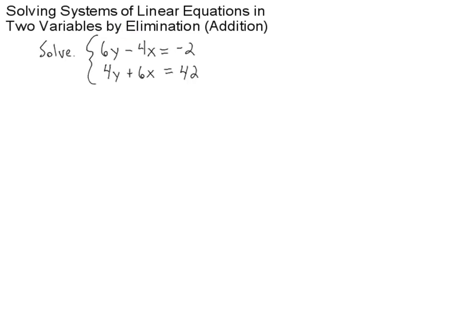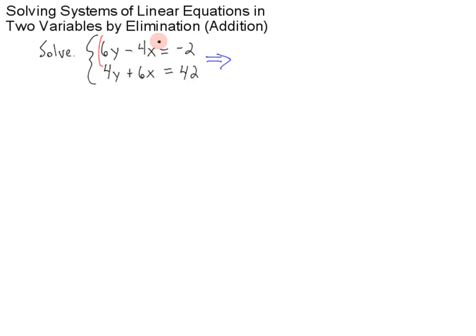Here's another system. This time the y's are lined up, the x's are lined up, and the numbers are lined up, so it's in the form we need. The difference is this system, if I add them together, 6 plus 4 is not 0, so the y's won't eliminate, and negative 4 plus 6 is also not 0, so the x's won't eliminate. So this system will take a little bit of work before we can begin. What we need to do is make the 6 and the 4 the same number, but one's positive and one's negative. For example, if I could make the 6 a 12 and the 4 a negative 12, then 12 plus negative 12 would be 0. So that's what we're going to do.